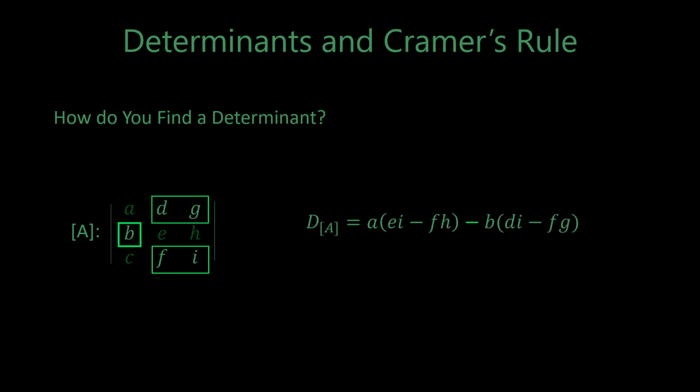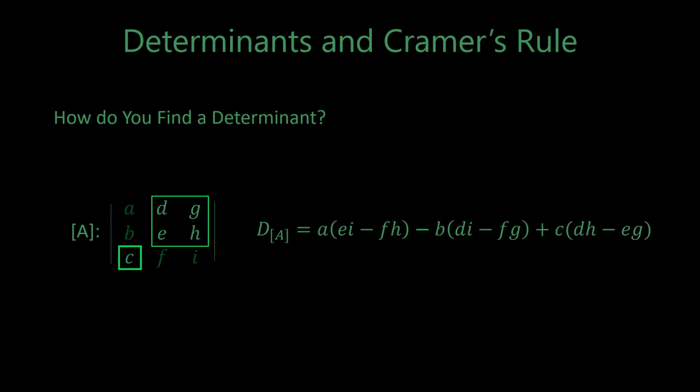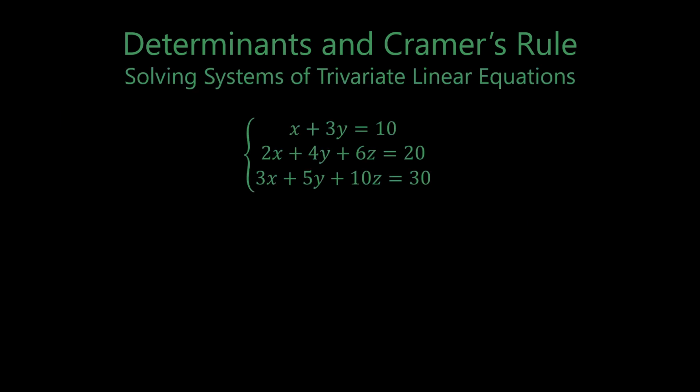We're going to add them all together, but we're going to alternate the signs of each row. So the first row is positive, the second row is negative, the third row is positive, and so on. So now that we've gone through the mini matrices and the column, and we've combined them together as positive, negative, positive, we end up with our determinant for the 3x3 matrix. Now we're going to use determinants and Cramer's rule to solve systems of trivariate linear equations. Here is our new system.